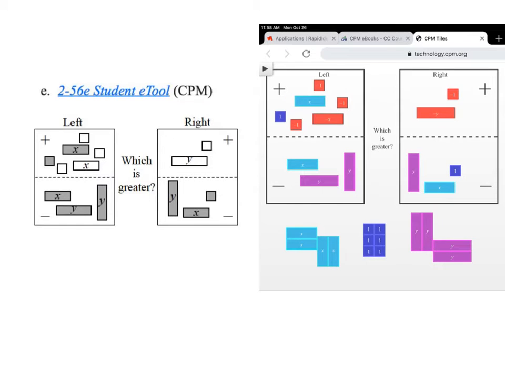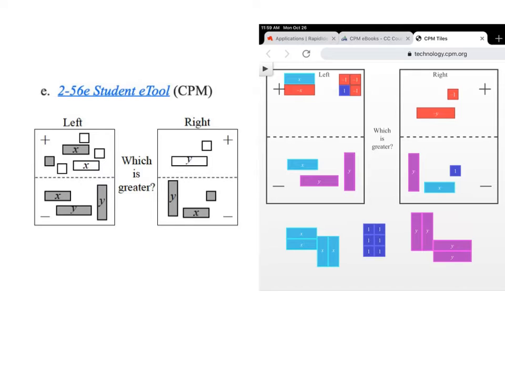So this is on 2.5.6 E, and I've got one negative tile, two negative tiles, three negative tiles on the left side in the positive region, and I've got one positive in the positive region. I've got a positive X and a negative X. And so before I do anything, I like to do the flip method first.